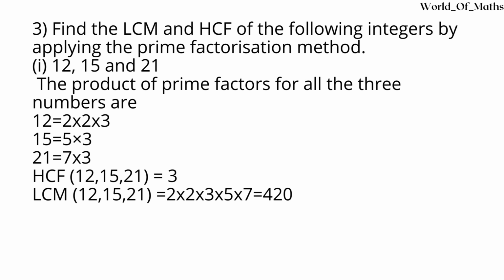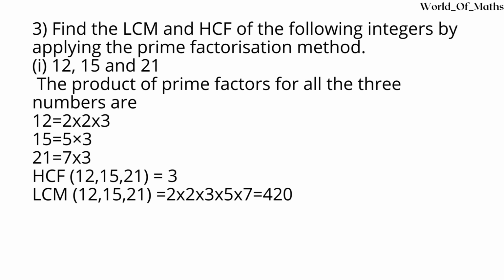Find the LCM and HCF of the following integers by applying the prime factorization method. The first set of numbers are 12, 15 and 21. Writing the product of prime factors for all the three numbers, we get 12 can be expressed as 2 multiplied by 2 multiplied by 3, and 15 can be expressed as 5 multiplied by 3, and 21 can be expressed as 7 multiplied by 3.